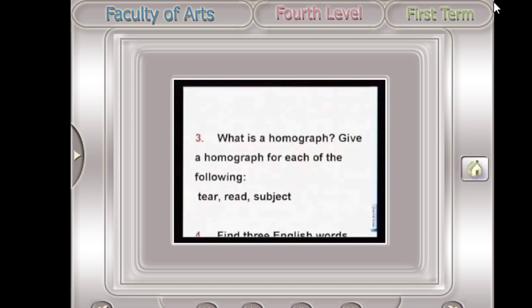What is a homograph? If we study the word homograph, graph means writing, and homo means the same. So it means words that are written in the same manner, but they are not the same words. They mean different things. Give a homograph for each of the following.